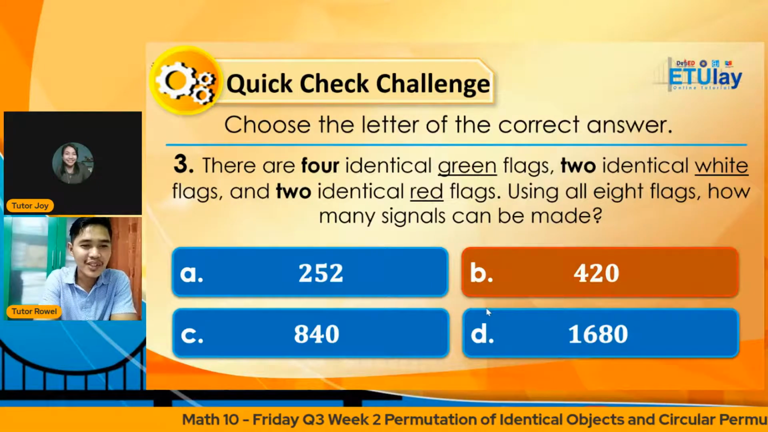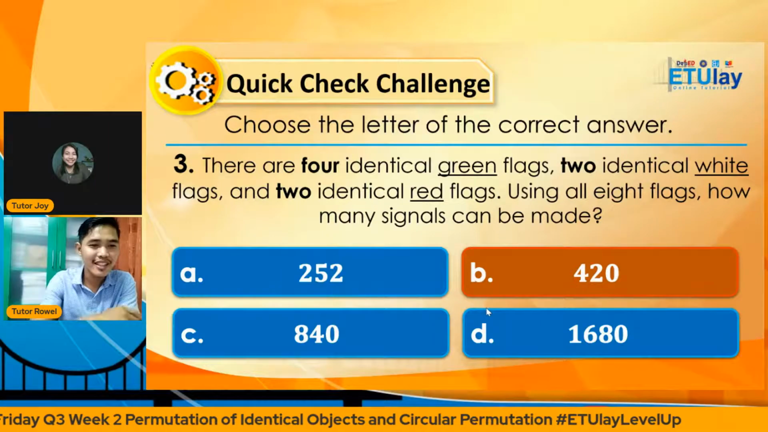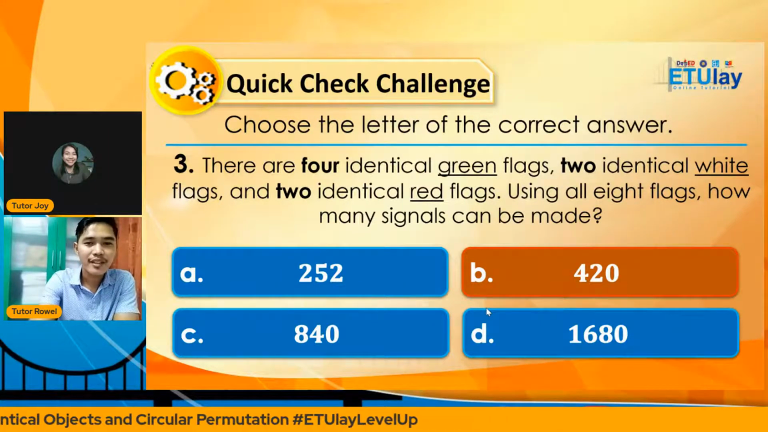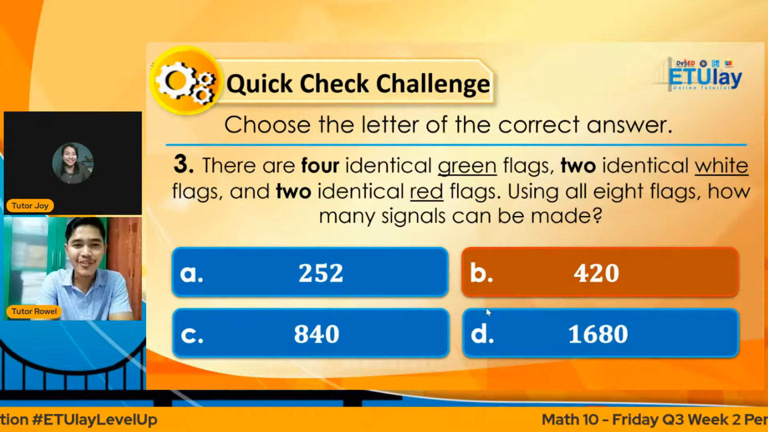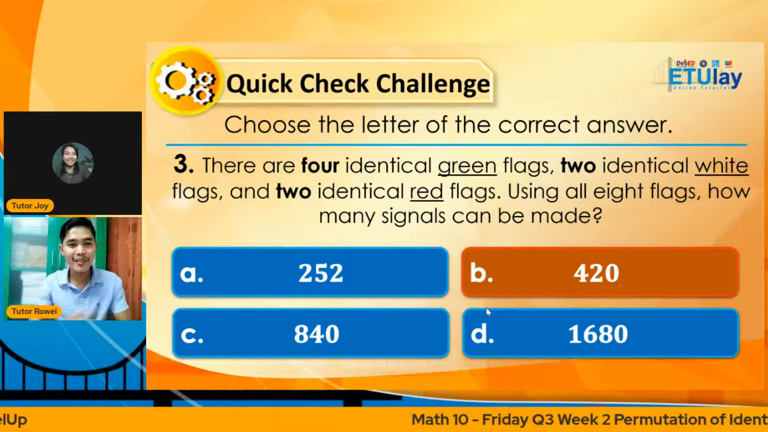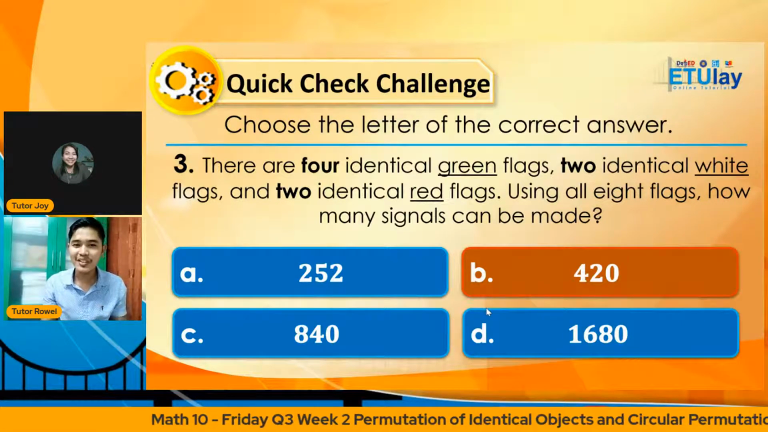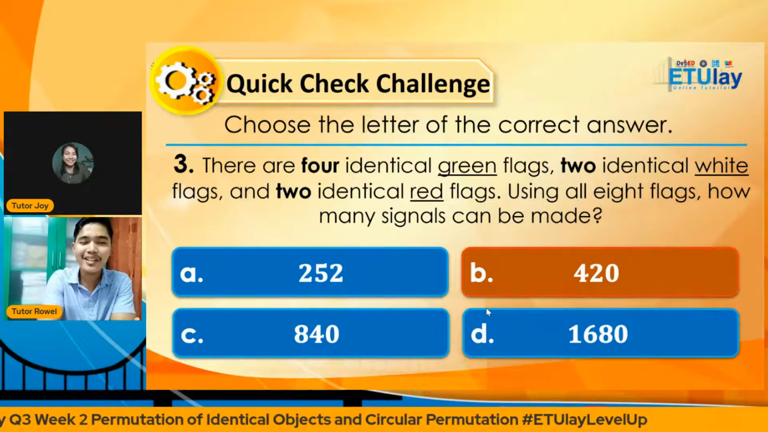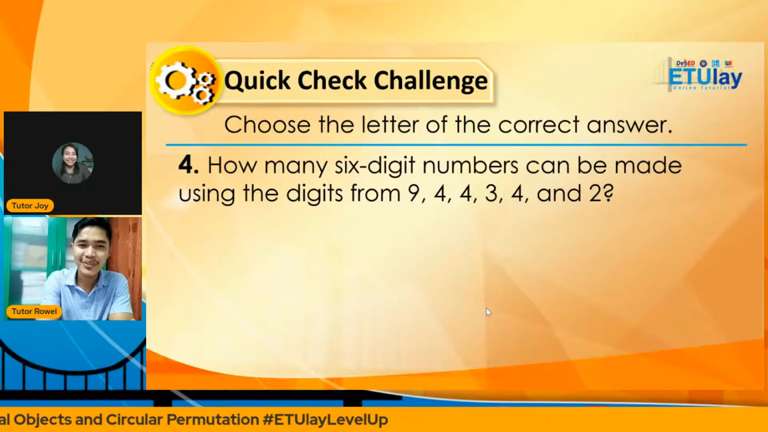Nakakita na ako ng tamang sagot sa comment box. Very good, Kiana, Rainiel, Rheanina, Mia, Angelica, Rainiel for answering. And the correct answer is letter B, 420. O diba? Kung yung number 2 hindi ninyo nakuha, number 3 nakuha ninyo na kasi alam ninyo na how to solve this one. Okay, very good. Now, how about number 4? What is quick check challenge number 4?